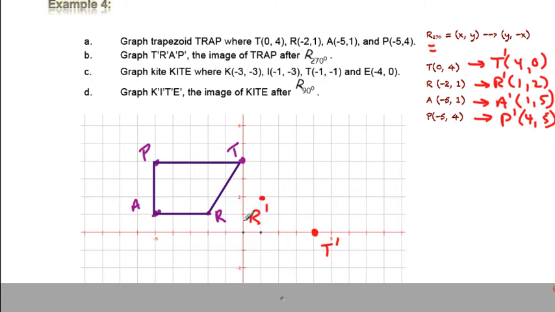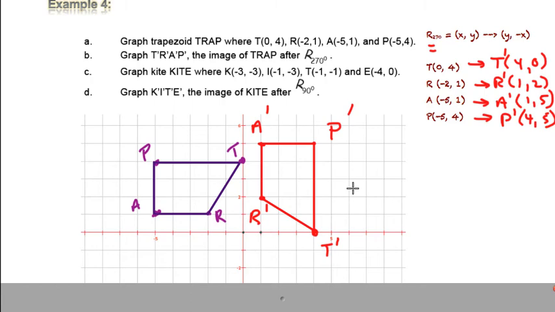If you always forget, you got to go in the elevator before you go up and down. Remember? All right, 1, 5 is A prime. And P prime is at 4, 5. So now I'm going to draw the lines. And again, I know I'm going quick, but you can pause the video, so pause it if you need to catch up. All right, so this is what we get here.